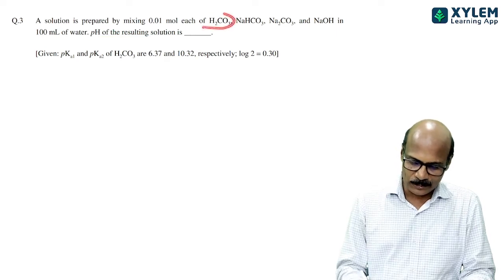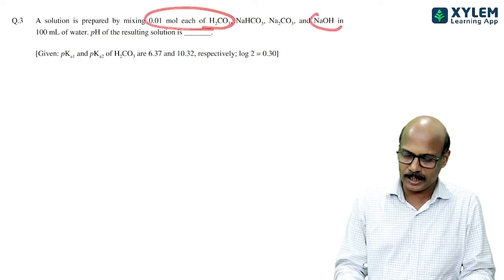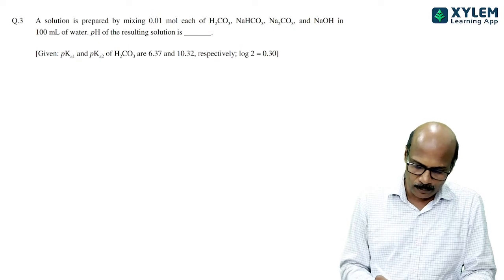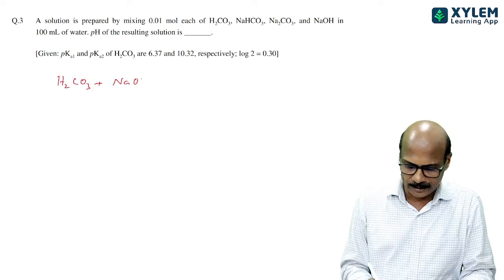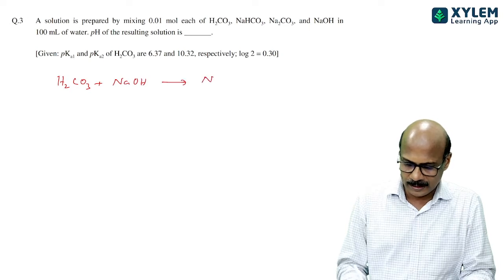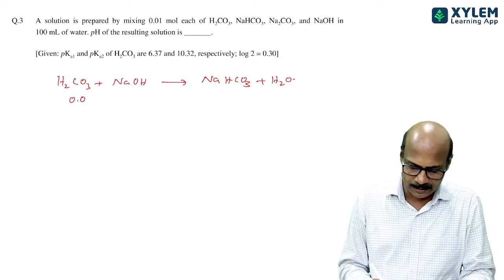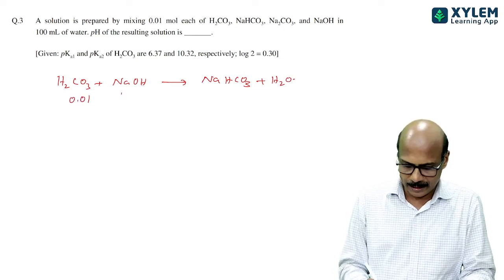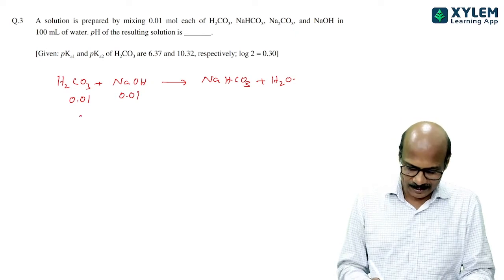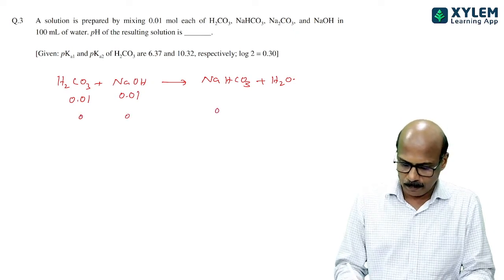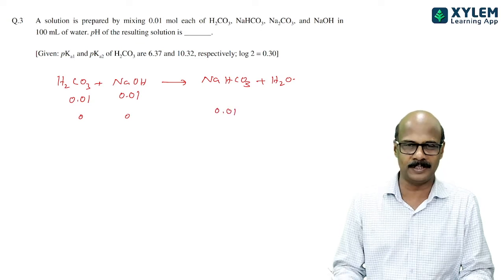Here H2CO3 readily reacts with NaOH, that all of you know. How will you write the reaction between carbonic acid and a strong base NaOH? Clearly, first you will get NaHCO3. No further reaction will occur because carbonic acid taken is 0.01 mole and NaOH in the solution is also 0.01 mole. So this will completely react to give 0.01 mole NaHCO3.